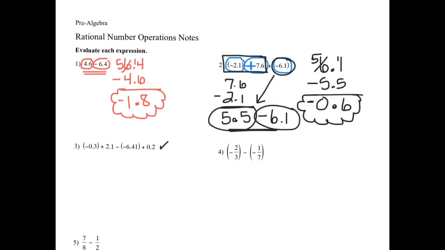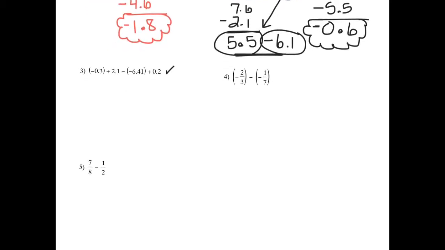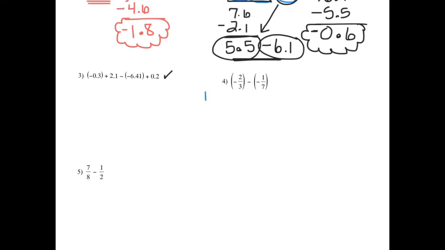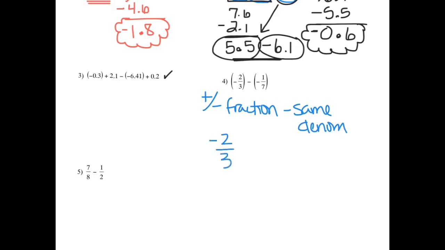So the next example we have is with fractions. I have two with fractions. So the rule about adding or subtracting fractions is that you have to have a common denominator, meaning the bottom number has to be the same. So when I look at the two examples that I have, neither of them have a common denominator. I have negative 2 over 3 plus 1 over 7. So the first thing I need to do is find a common denominator.